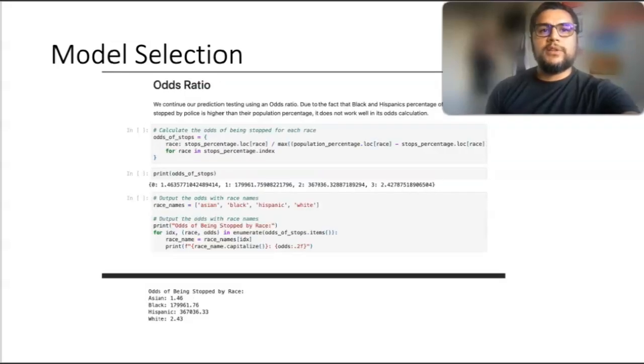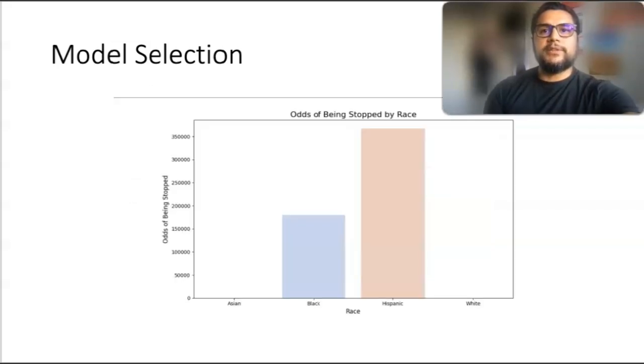So next we ran our data through an odds ratio model. We then ran through a general linear regression model and did not yield great results. In fact, this chart here shows the odds ratio, and it shows blacks and Hispanics are much higher than Asian and white by a huge margin, almost a nonsensical amount.